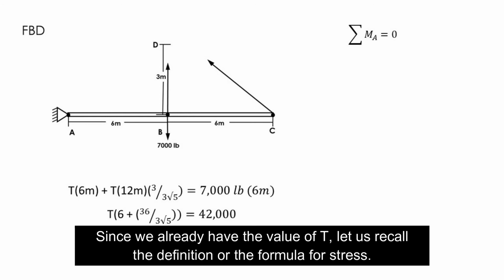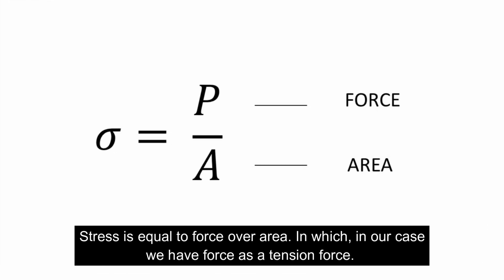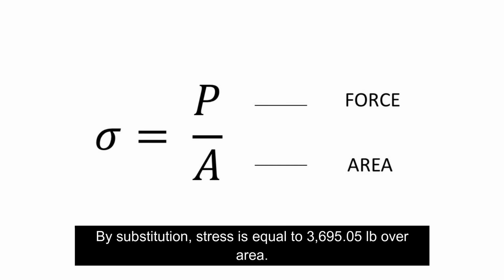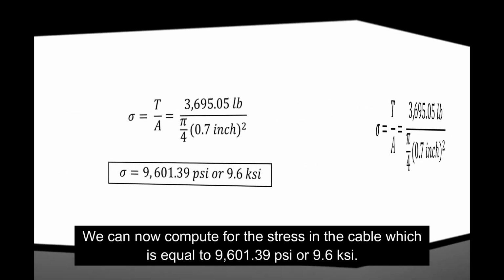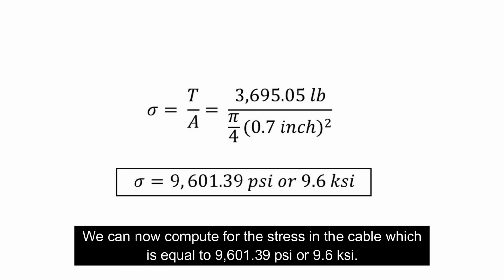Since we already have the value of T, let us recall the formula for stress. Stress is equal to force over area, in which in our case, we have force as a tension force. By substitution, stress is equal to 3,695.05 over area. We can now compute for the stress in the cable, which is equal to 9,601.39 psi or 9.6 ksi.